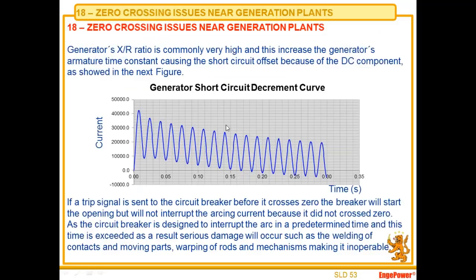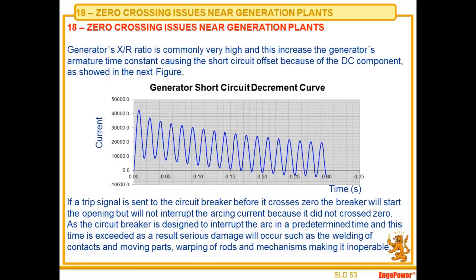Another issue that impacts the coordination is in plants where you have zero crossing, and this happens near generation plants. What happened?